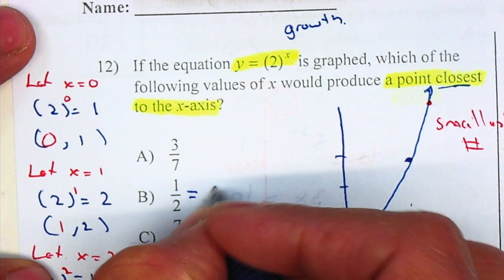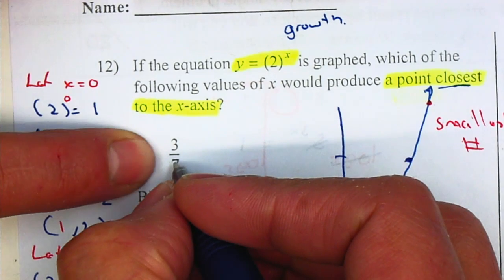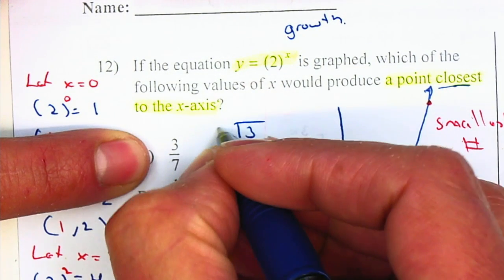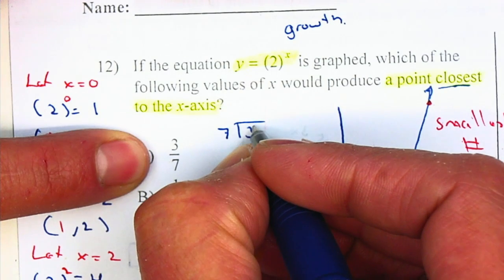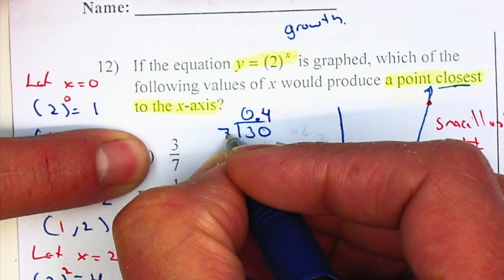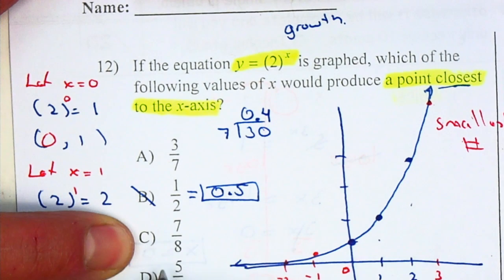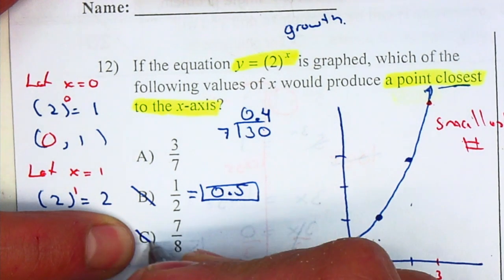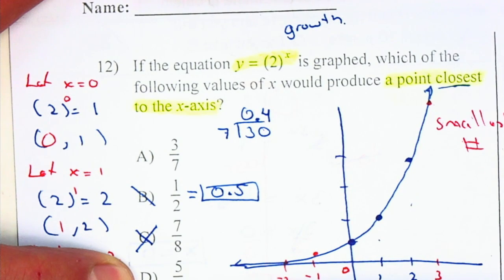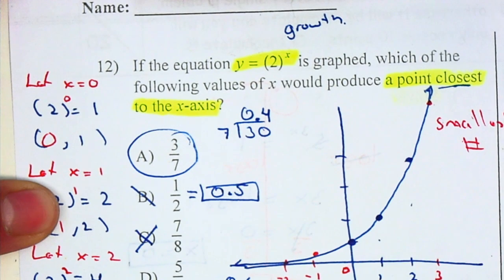I know that 1/2 is 0.5. 3/7, you do long division. 3 divided by 7. 7 goes into 3 none. 7 goes into 30 4 times. 4 times 7 is 28. So, looking for the smallest number. 7 divided by 8 is almost 1, so that's not it. 5 divided by 8. 8 goes into 5 0 times. 8 goes into 50 6 times. So the smallest number will be 0.4, which is 3/7.